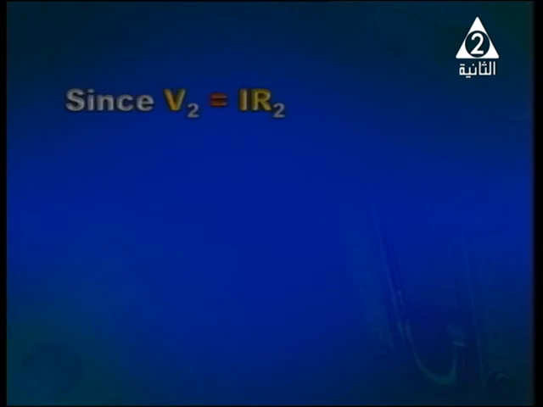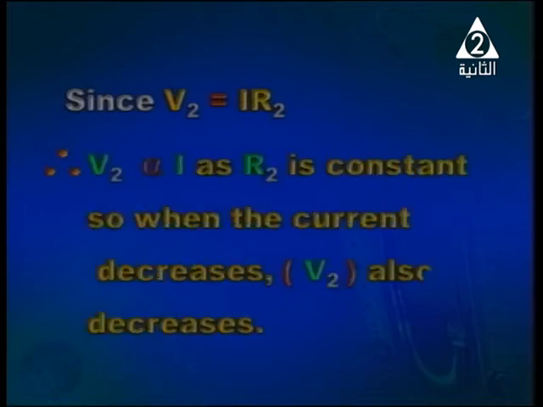And what about the reading of the second voltmeter, V2? It depends on the current, simply because R2 is constant. So it is proportional to the current. What happens to the current? The current decreases, so V2 decreases. V2 is proportional to the current, R2 is constant, so when the current decreases, V2 decreases.